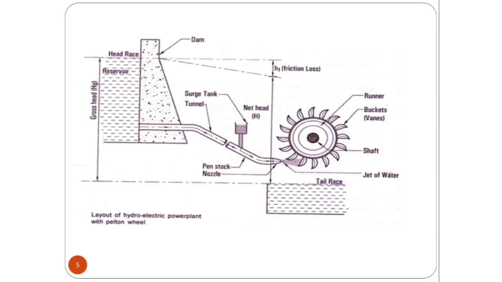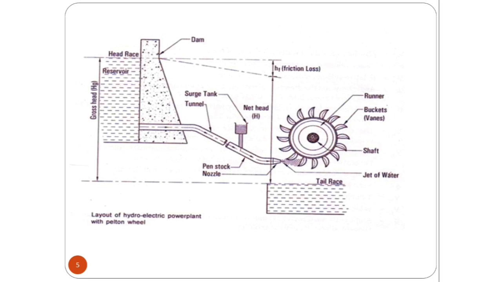So this is how the hydroelectric power plant looks. Here you can see a dam is constructed across this flow. It created a reservoir with this much of head. Here this is called the penstock, which is used to carry the water from this reservoir to the place of the turbine.